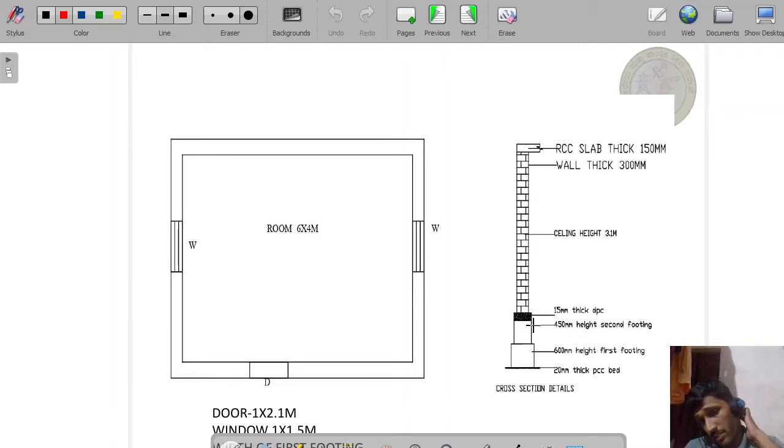0.45 meters, 0.45 meter, and this wall ceiling height is 3.1 meter. RCC slab thickness 150 mm, wall thickness 300 mm. Width of first footing say 0.6 meter, 0.6, 0.9, 0.5, 0.3. This is the details of the drawings which is given to you. Door size given also, window size also given.